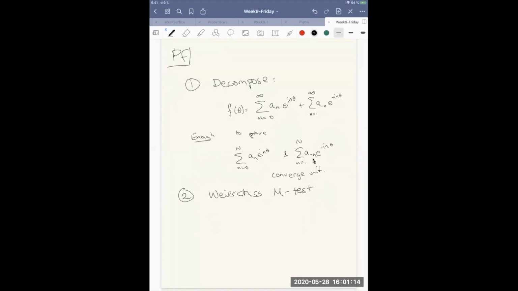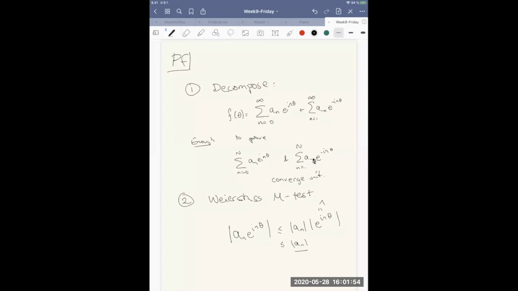And well, how do we prove that these series converge uniformly? Well, we apply the Weierstrass M test. We proved this Weierstrass M test for real values, but again, it applies just the same for complex values. So what do we have to prove for the Weierstrass M test? We have to estimate from above a_n e^{i n theta}. Well, this is equal, in fact, to the product of the absolute values. The absolute value of e^{i n theta} is the square root of cosine squared plus sine squared, which is equal to 1. So this is just the absolute value of a_n.